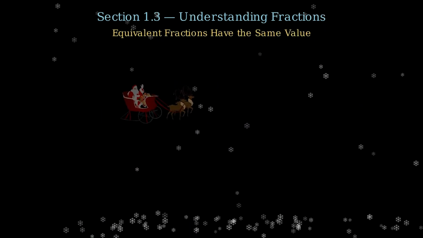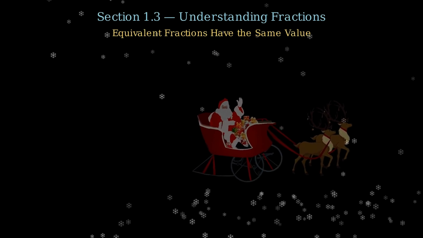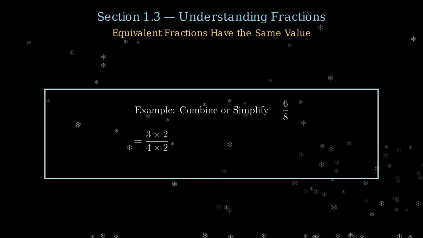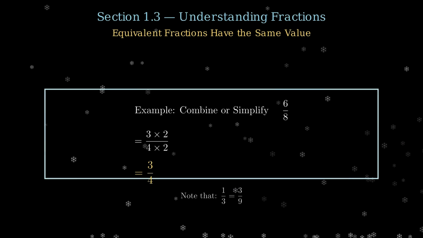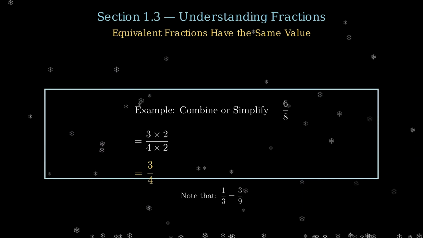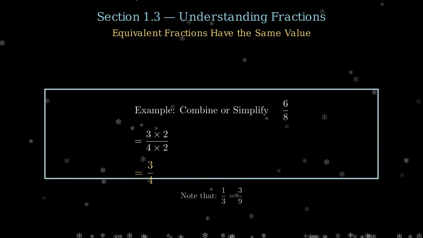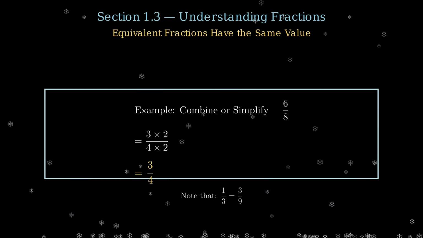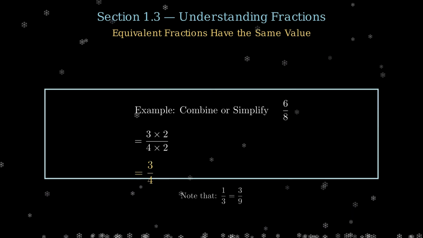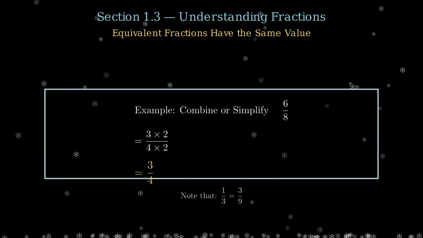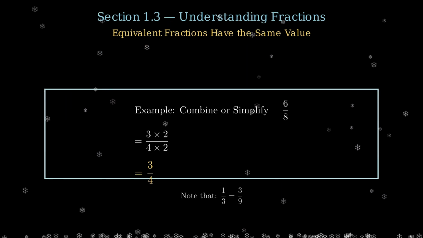Equivalent fractions are fractions that express the exact same value. For example, 3 over 4 is equal to 6 over 8, and 1 over 3 has the same value as 3 over 9. To simplify 6 over 8 to 3 over 4, you can rewrite the numerator and denominator as products of factors. Then, you can cancel out the common factor, 2, by dividing both parts to produce the equivalent irreducible fraction.